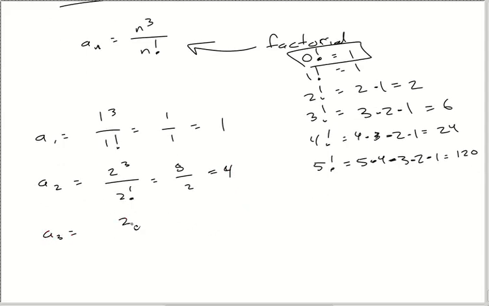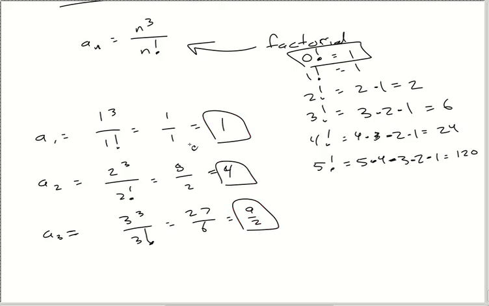So now I got a3. I got 3 cubed, 3 factorial. So that's going to be 27 divided by 3 factorial. We just found it was a 6. Oh yeah, it's a fraction, 9 halves. Okay, there you go. So on and so on, continuing on. It's not a hard problem.